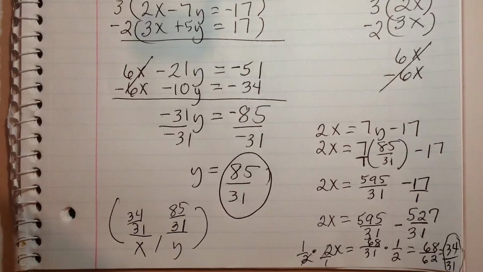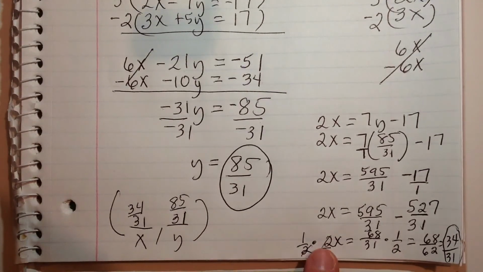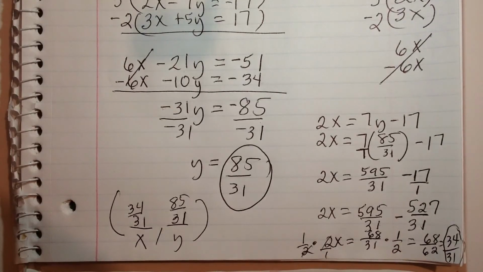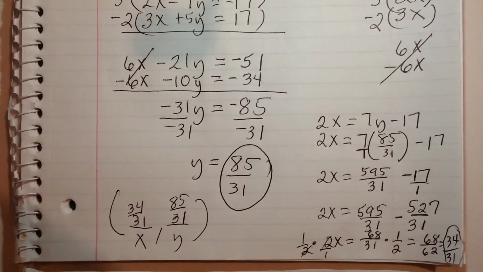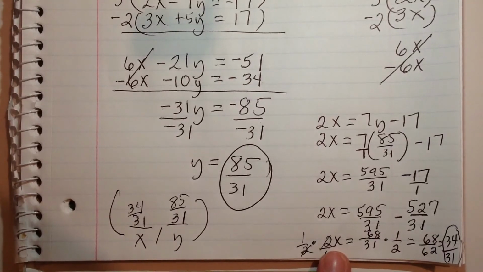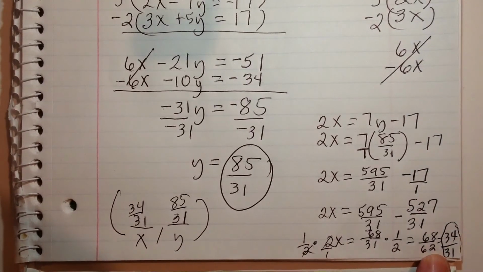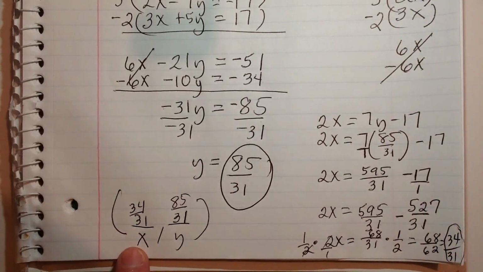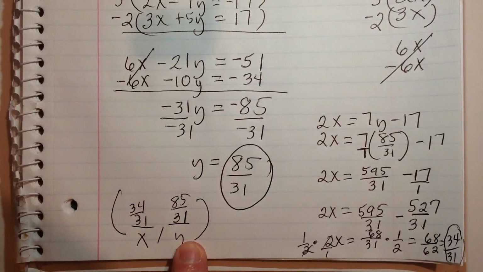So to add and subtract fractions, you have to get a common denominator. To multiply fractions, you can always multiply straight across. And on this last step here, rather than dividing both sides by 2, I just went ahead and multiplied both sides by the reciprocal, to make x have a 1 in front of it. So it ends up x was equal to 34 over 31. For my final answer, x is 34 over 31, and y was 85 over 31.